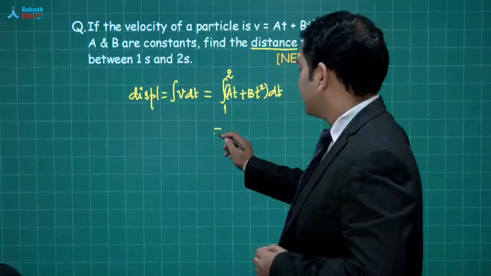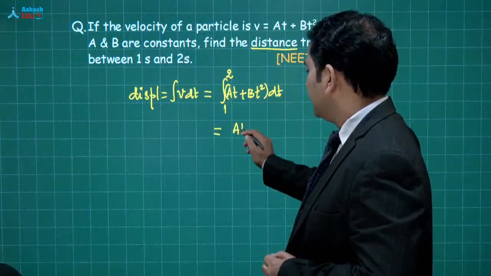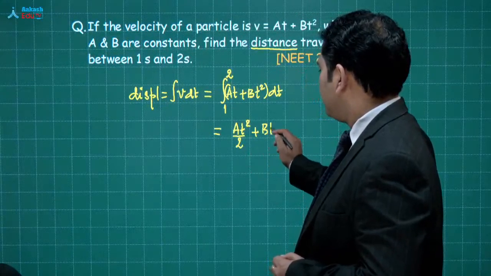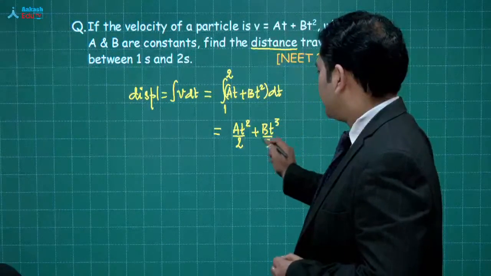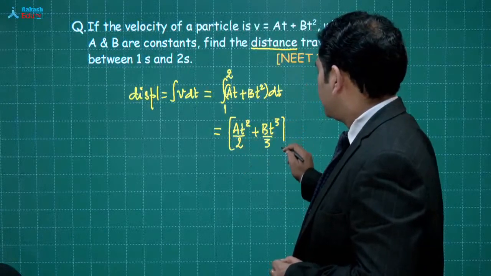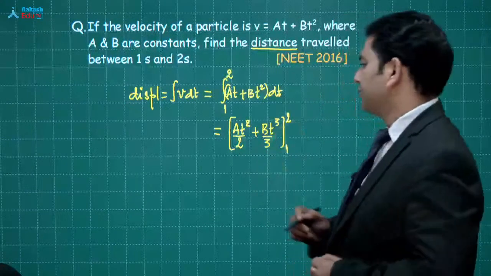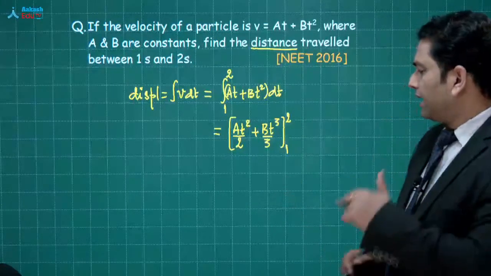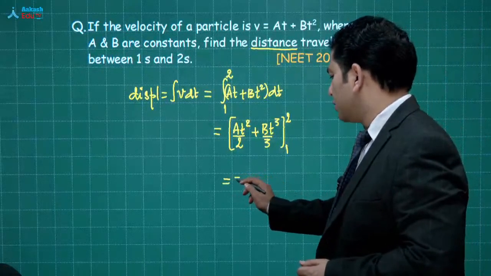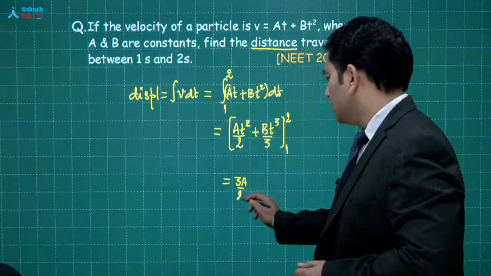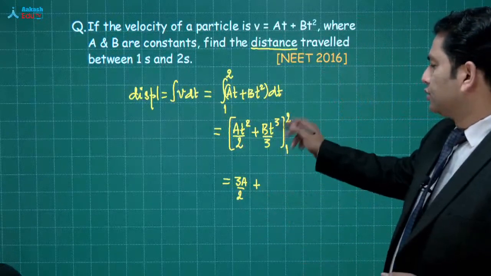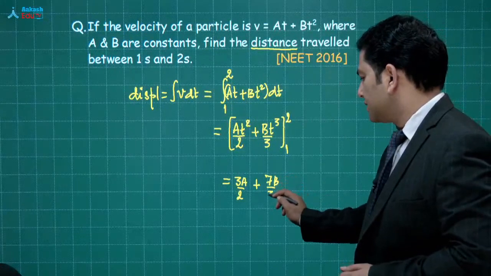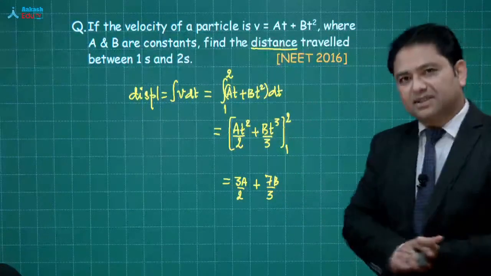So at का जो integration है, that becomes a t square divided by 2, and this comes out to be bt cube divided by 3. Upper limit 2, lower limit 1. अब एक साथ करते हैं. T में upper limit will be 4 minus 1, that's 3. So this is going to be 3a by 2. और यहाँ देखते हैं, 2 to 4 to 8 minus 1 is 7. So 7b by 3. So that is the value of displacement.